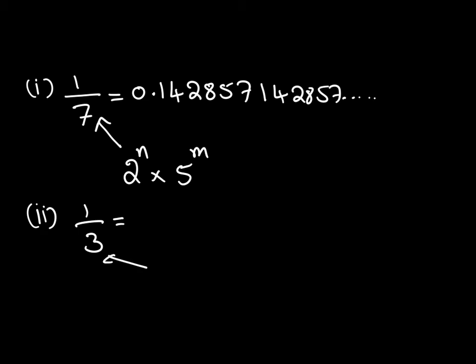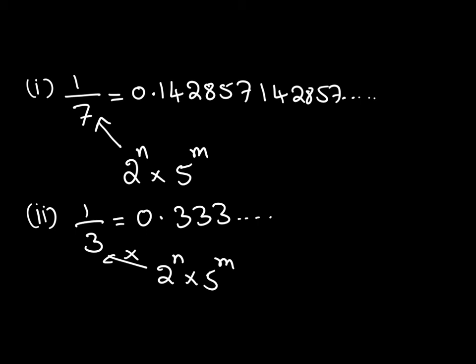This is not of the form 2 to the power n and 5 to the power m. So therefore, 1 over 3 will not give us a terminating decimal. And if you check it out, it's going to be 0.333 and so on. It's a non-terminating repeating decimal.